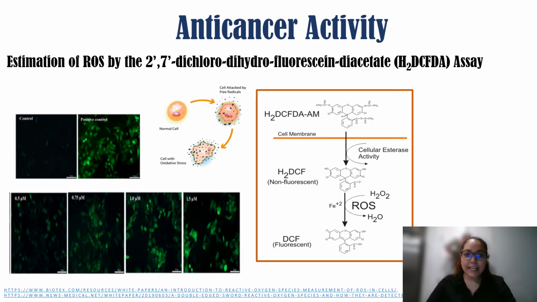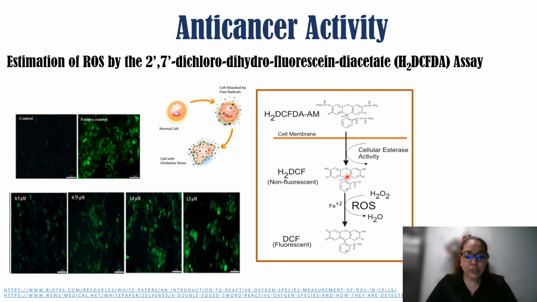Finally, the last anti-cancer assay or activity that they did was the estimation of reactive oxygen species by the 2,7-dichlorodihydrofluorescein diacetate, or H2DCFDA assay. So this is a common dye that, in the presence of these reactive oxygen species, goes from showing no color to showing fluorescence. So through UV studies, you can measure if the complex is producing these reactive oxygen species that are again producing the cell death. So they did that study.